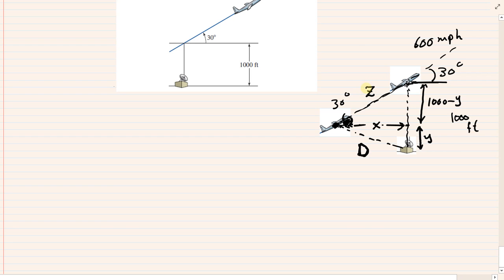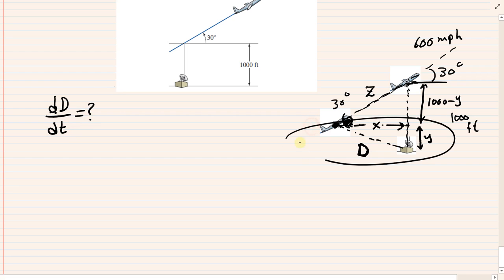Okay, now let's come up with our equations here. And what we want to know is this. What was the question asking? dD/dt, right? That's what we want to know. But we need to write it in terms of an equation that relates d with other variables. So from this triangle, we can say that d squared is equal to x squared plus y squared, right? Pythagorean, because this is a 90-degree angle right there.